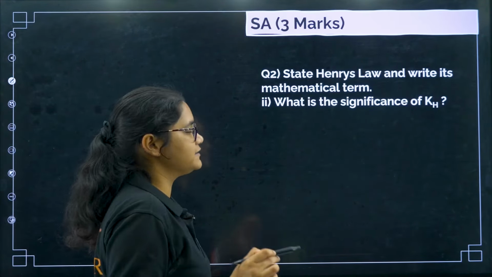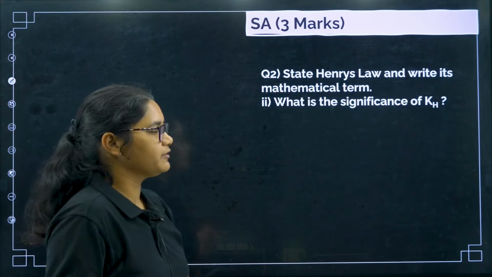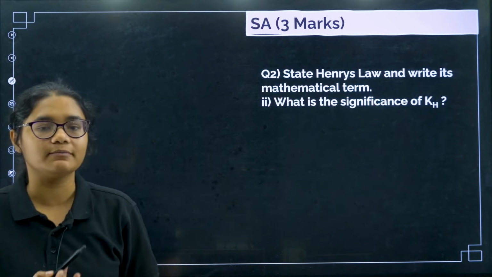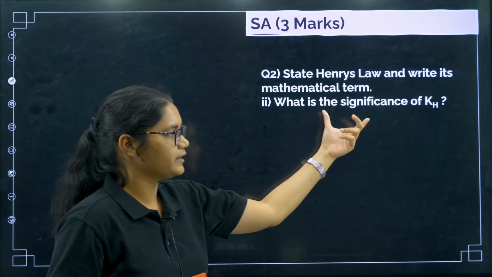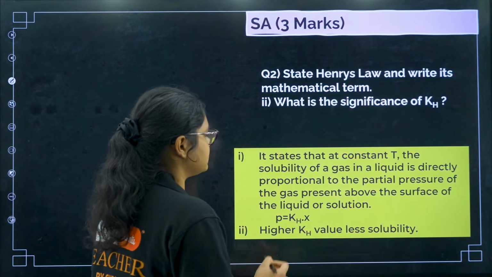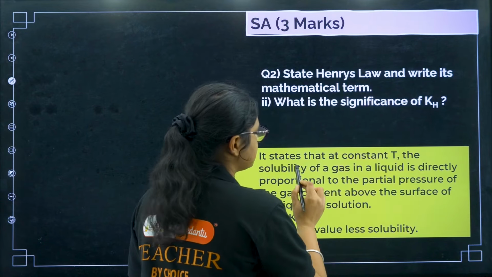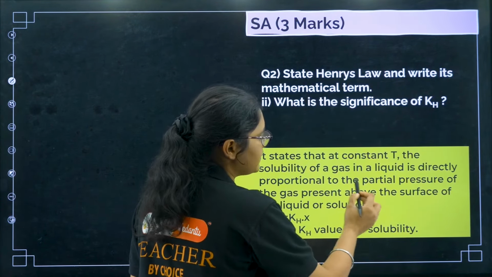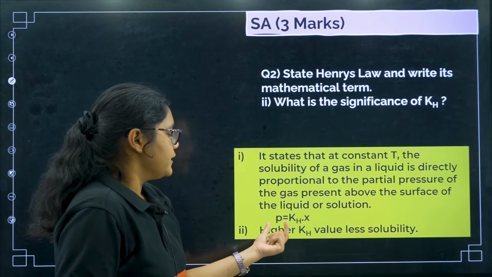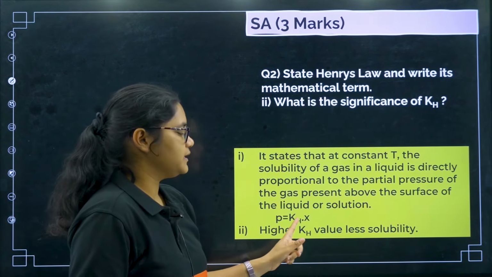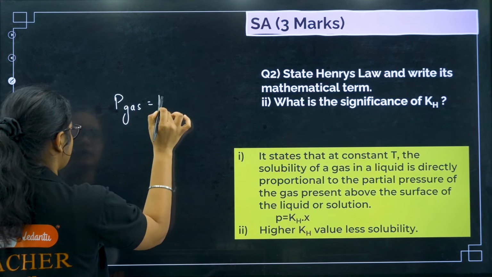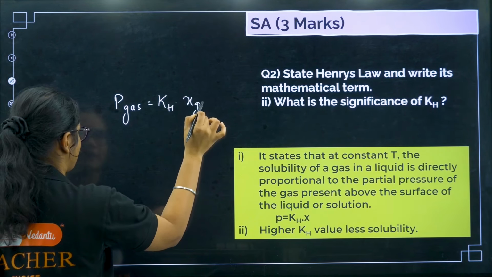State Henry's law and write its mathematical form. What is the significance of KH? If only state Henry's law and write its mathematical form is asked, that can be a 2 marker question. If something is added here, then it becomes a 3 marker question. Henry's law tells about the solubility of a gas, right? It states that at a constant temperature, the solubility of a gas in a liquid is directly proportional to the partial pressure of the gas above the liquid. The formula of Henry's law is P of the gas is equal to KH times X of the gas. Whenever you write the mathematical terms, please mention the meaning of the terms. That is very important.